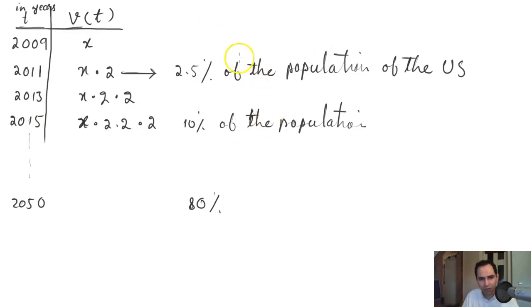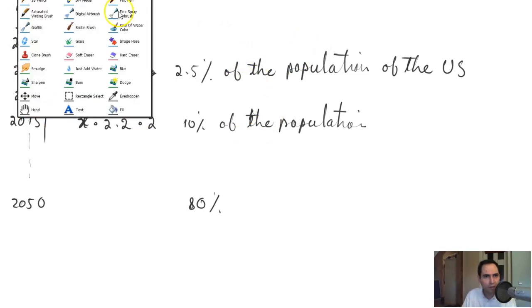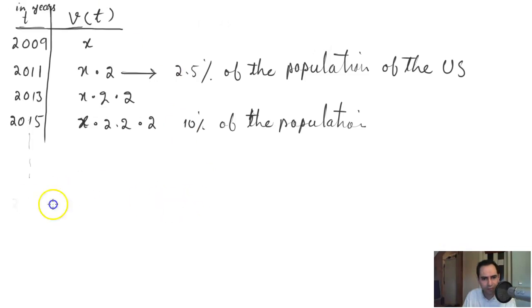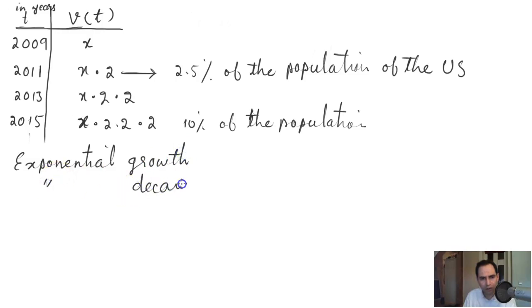But there is another term here that we have: exponential growth, and also we have exponential decay. So basically exponential growth is the case that, for example, you have this population in 2009, and then in 2011 the population, whatever that was, is doubled, multiplied by 2, so it's basically growing.